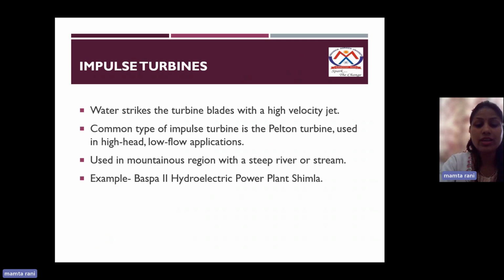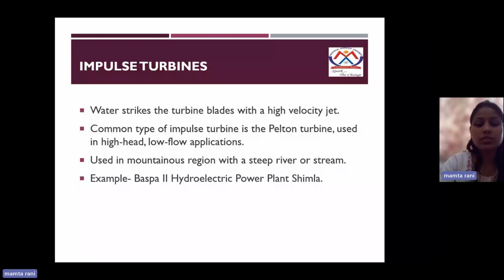In an impulse turbine, the water strikes the turbine blade with a high velocity jet. The blades are designed to direct the water jets so that it changes direction and imparts a force to the blades. One type of impulse turbine is the Pelton turbine, which uses a single jet of water to drive the turbine blades. Impulse turbines are typically used in high-head, low-flow applications. One example of a site where an impulse turbine might be used is a mountainous region with a deep river or stream. A Pelton turbine could be used to generate electricity from high altitude mountain streams.